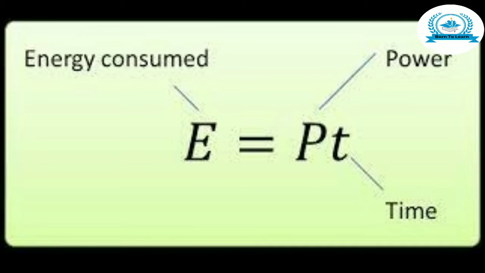Relationship between kilowatt hour and joule. 1 kilowatt hour is the amount of energy consumed at the rate of 1 kilowatt for 1 hour. That is, 1 kilowatt hour equals 1 kilowatt for 1 hour. 1 watt equals 1 joule per second, and 1 hour equals 60 into 60 seconds. So 1 kilowatt hour equals 1000 joules per second into 60 into 60 seconds, or 1 kilowatt hour equals 36 lakh joules, or 3.6 into 10 to the power of 6 joules.